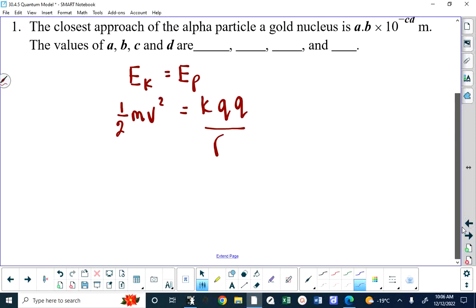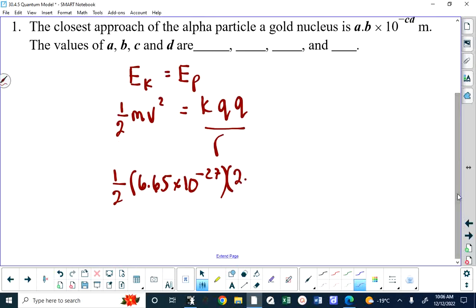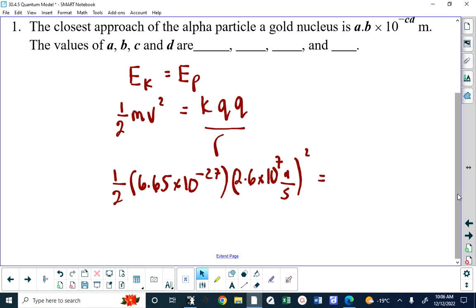However, I'm going to put in all of my numbers here. The mass is the mass of an alpha particle, 6.65 times 10 to the negative 27 kilograms. I'm going to leave out the units to make things easier to follow. The speed is 2.6 times 10 to the 7 meters per second. We have to square that. This is equal to k.